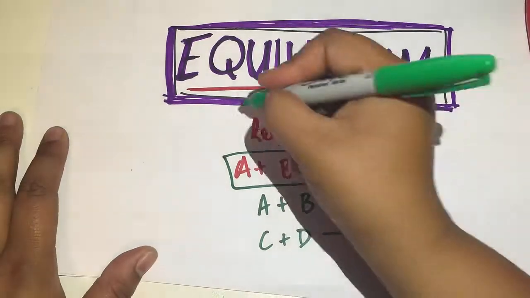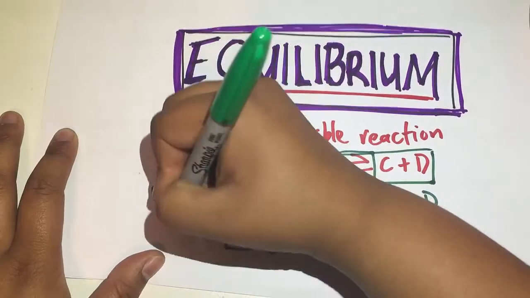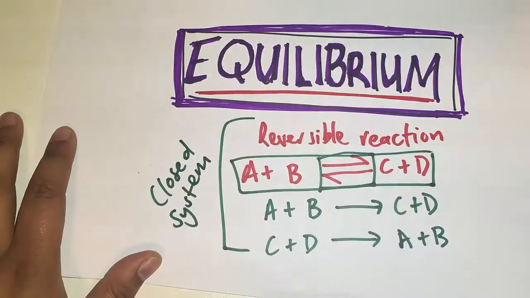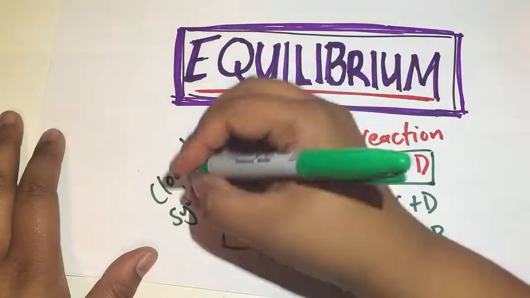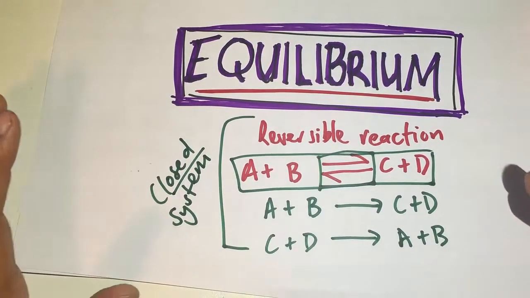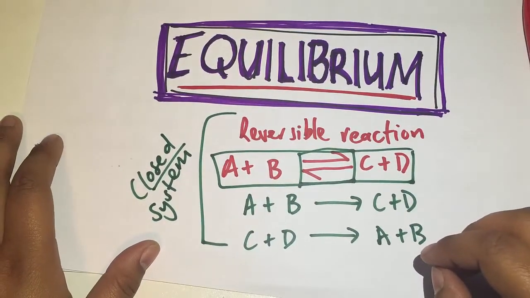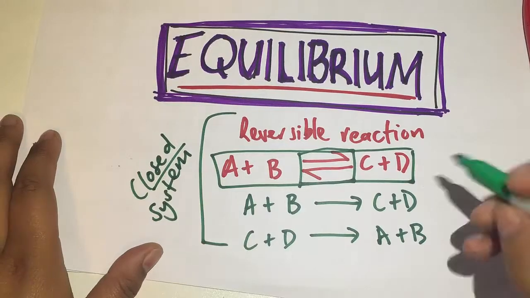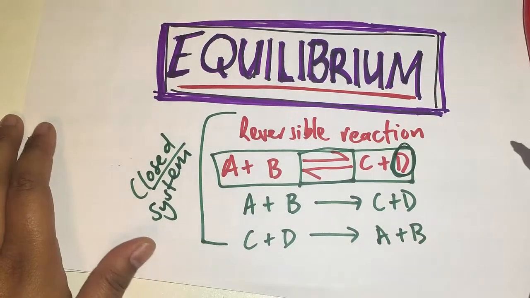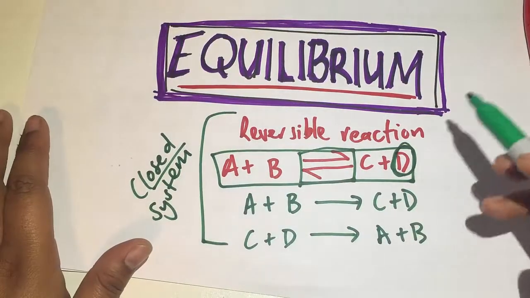However, this will only work in a closed system. That's because if the system is not closed, meaning in some sort of reaction container or vessel that wouldn't allow any mass to escape, if mass was to escape, you might lose some of your D or your C, and therefore it wouldn't be able to do that backward reaction.